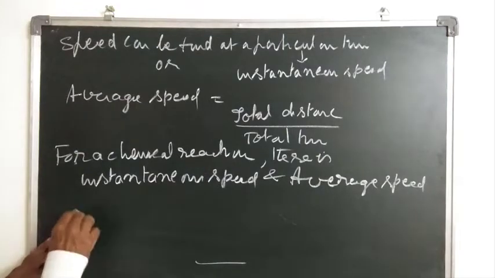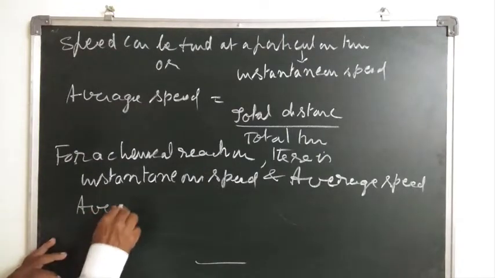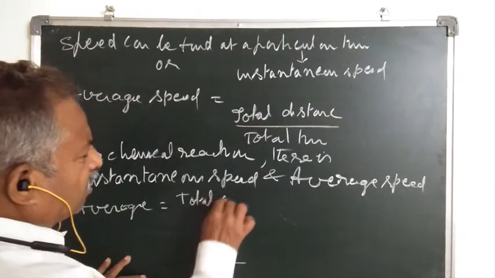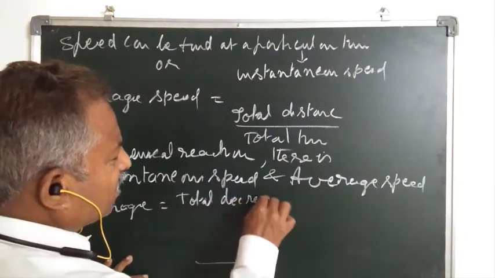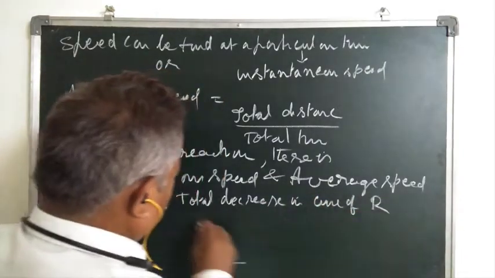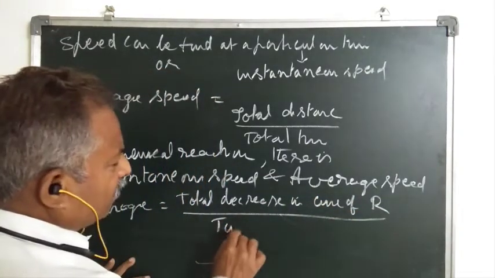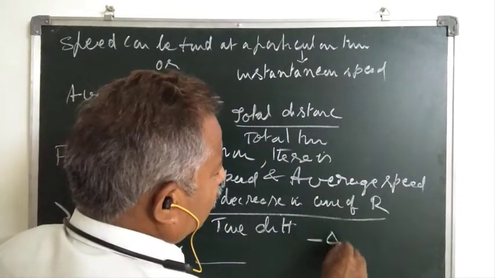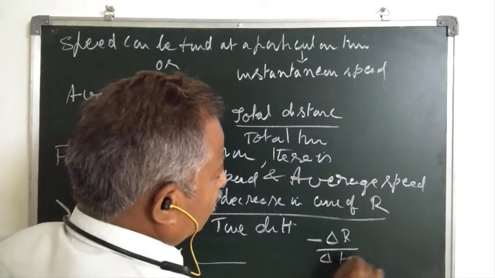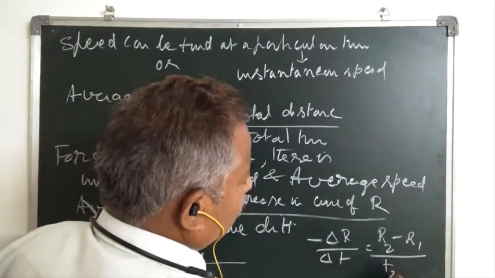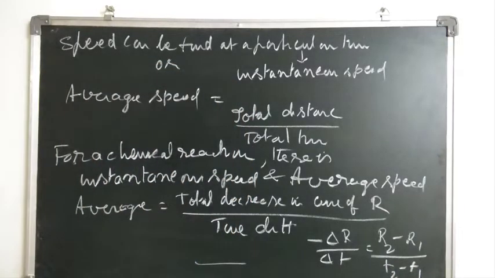How do we find average speed? Average speed equals total decrease in concentration of reactant by time difference. This is minus delta R by delta T equal to R2 minus R1 by T2 minus T1.